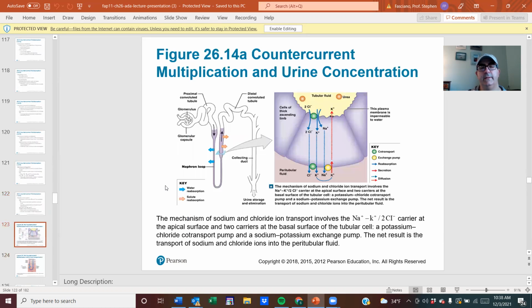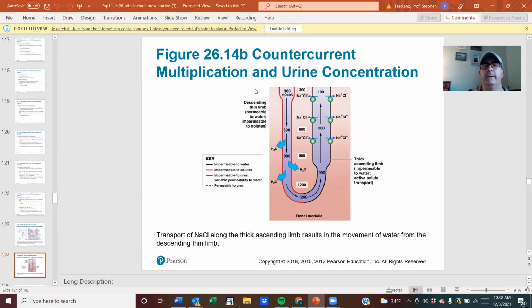So let's see if I can get to a picture. This is better. This is easier to see. So what we have here is the descending limb and the ascending limb. Let's say the concentration inside your nephron in the descending limb up here is about 300 milliosmoles per liter. As fluid travels down this descending limb, water is diffusing out, right? Water is permeable. So this goes from being 300 to 600 to 900 to 1200. The osmolarity gets more and more concentrated.